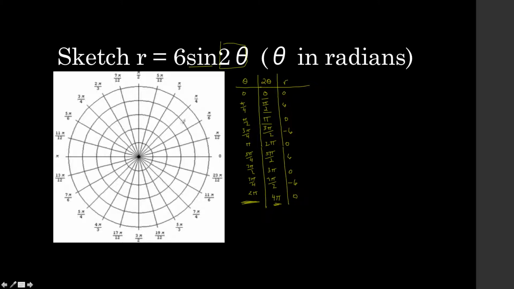So what we have here, we have 0, 0. Now, when you're getting ready to plot your points, this graph doesn't contain 2 theta. This graph contains theta. Polar coordinates are made up of theta and r, not 2 theta and r, okay? So you have to use this column. That's why we found it. You have to use this column when you're graphing. So 0, 0. Pi over 4, 6. So 2, 4, 6.